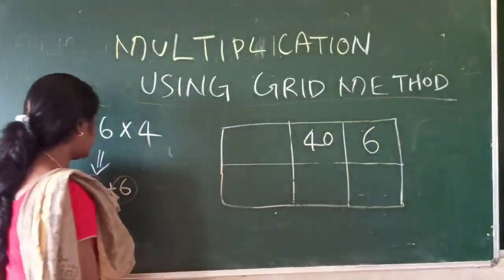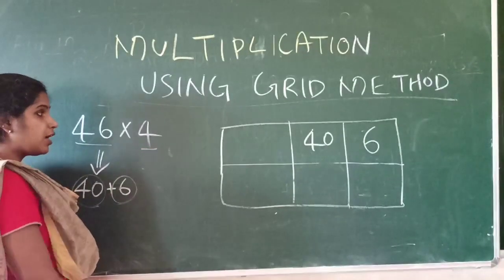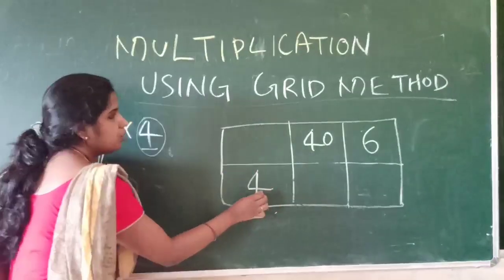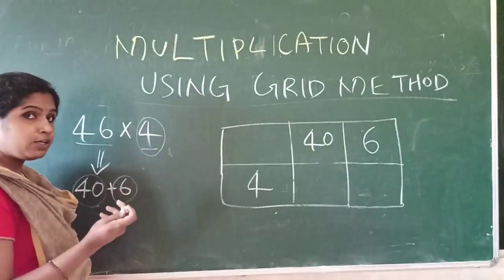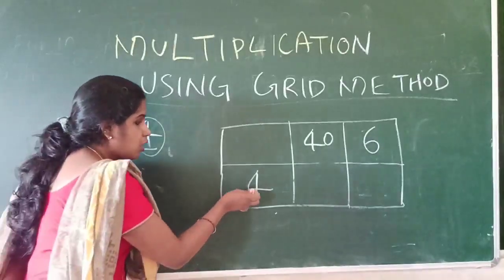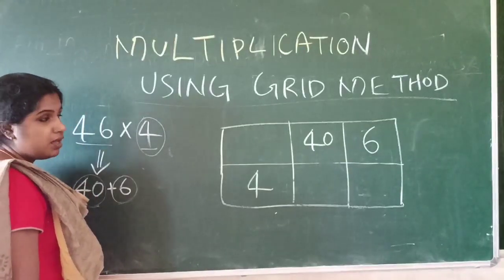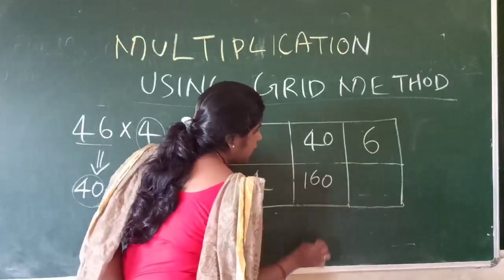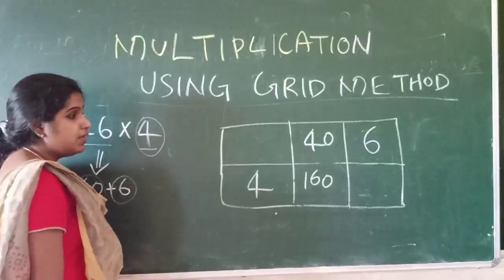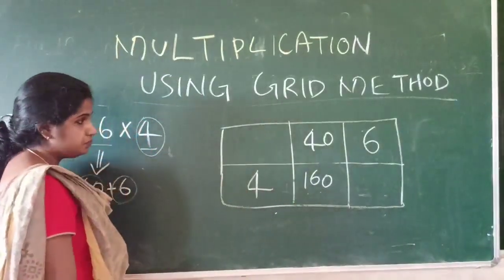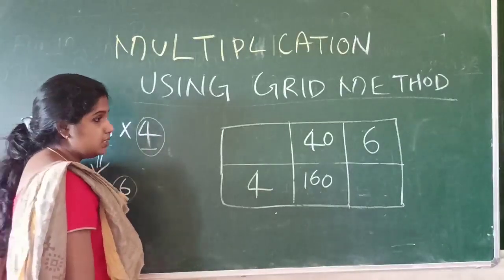Then what will we do? We will multiply this 46 with 4, so we will write this 4 here. Now we will multiply this 4 with 40 first. What is 4 into 40? Yes, it is 160. You have to multiply this 4 into 40 separately. Then 4 into 6. What is 4 into 6? Yes, it is 24.